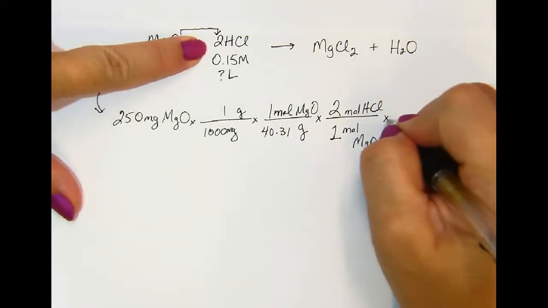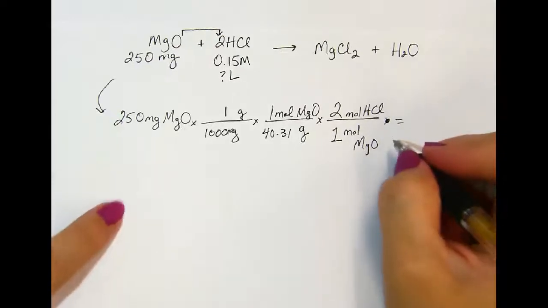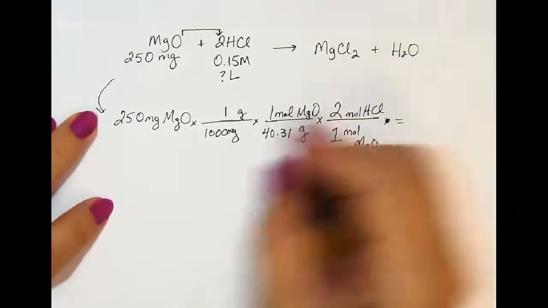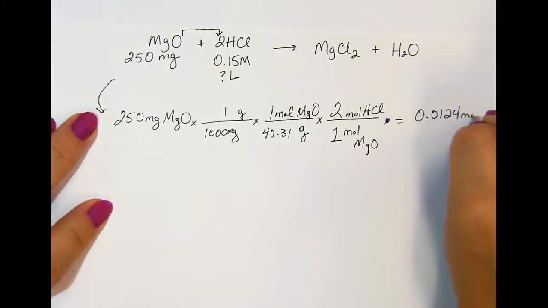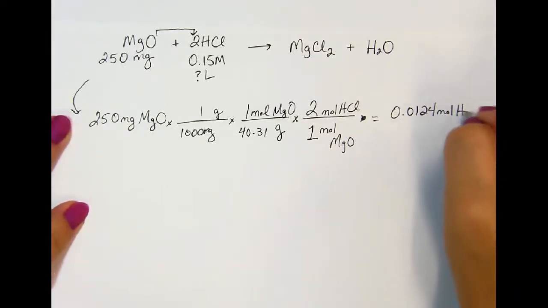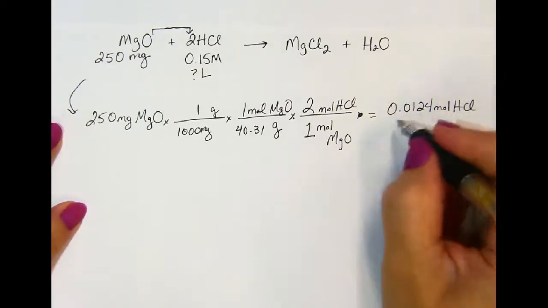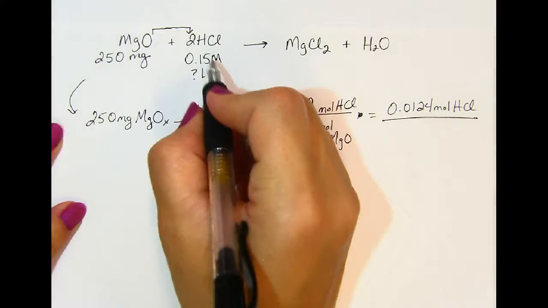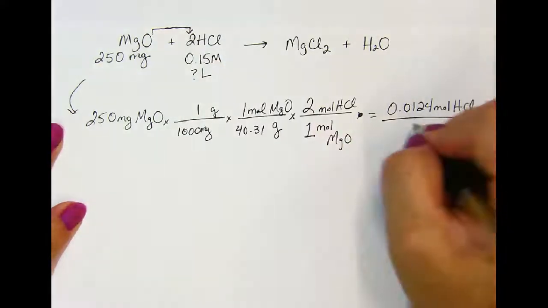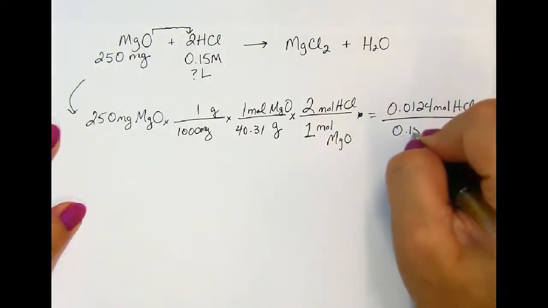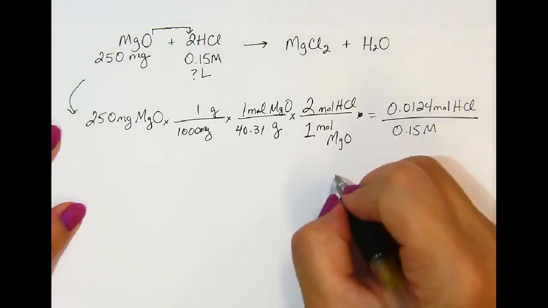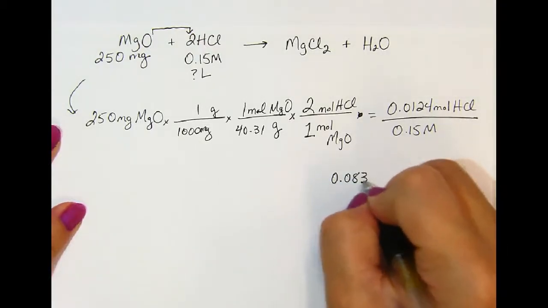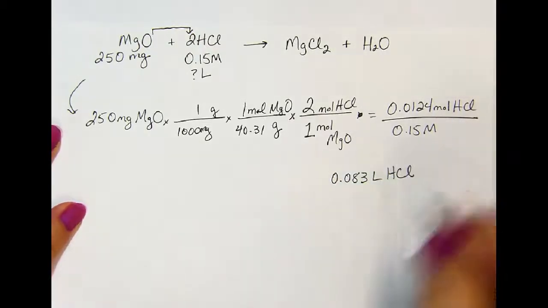And then here, I want to get my answer in moles. When I do this math, I'm going to get 0.0124 moles of hydrochloric acid. And now that I have the moles, I'm going to divide by the molarity that's given, because moles divided by molarity is going to equal liters. And when I divide these, I get 0.083 liters of hydrochloric acid.